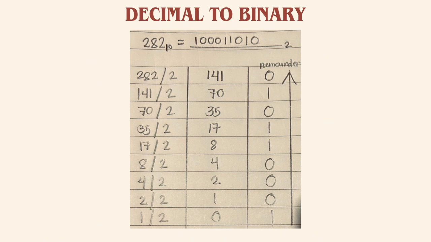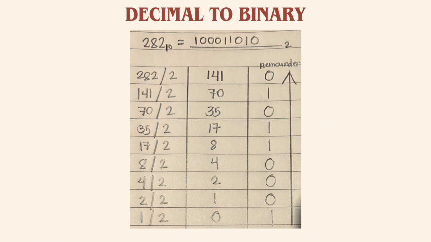Next, 70 divided by 2 is equal to 35, 0 is the remainder. Next, 35 divided by 2 is equal to 17 and 1 is the remainder. 17 divided by 2 is equal to 8, remainder is 1. 8 divided by 2 is equal to 4, remainder 0. 4 divided by 2 is equal to 2, remainder 0. 2 divided by 2 is equal to 1, remainder 0. Last is 1 divided by 2 is equal to 0, remainder 1. That is the last because we get the 0 quotient.